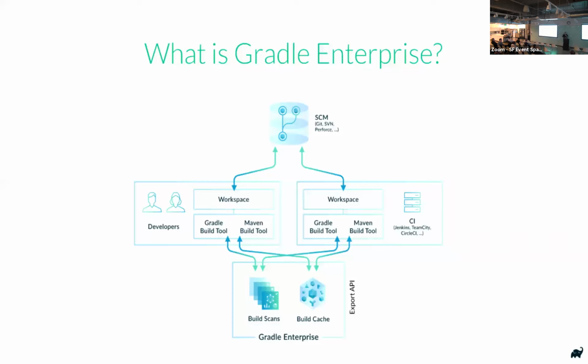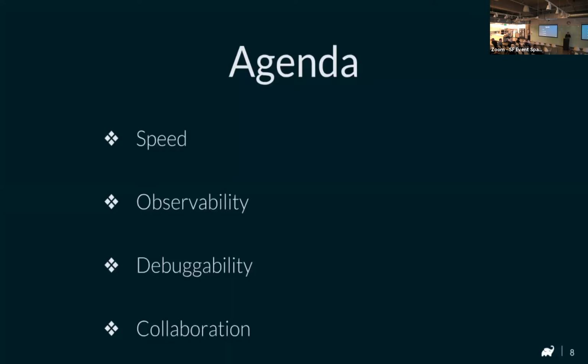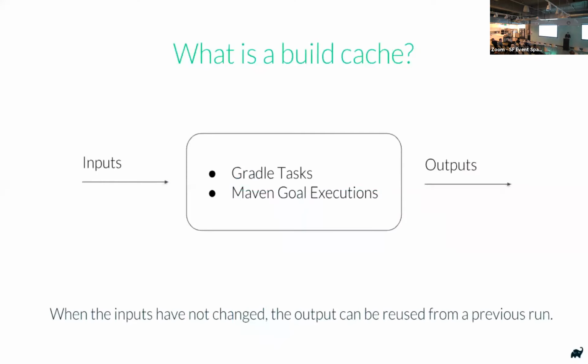Build caching is about reusing build output, and not building stuff you don't need to build. It would be the first topic we talk about today, on the topic of speed. So what is a build cache?